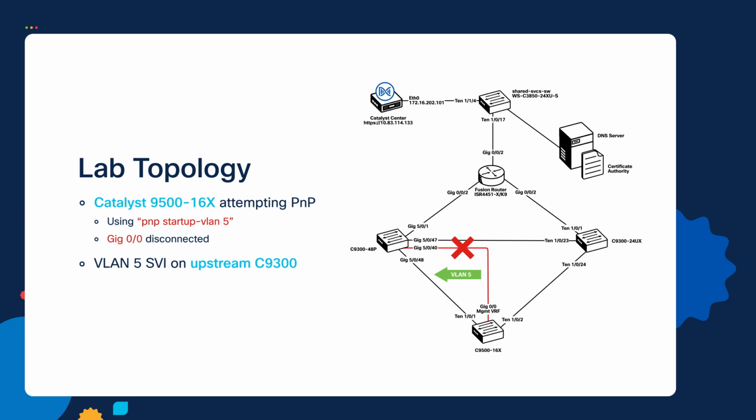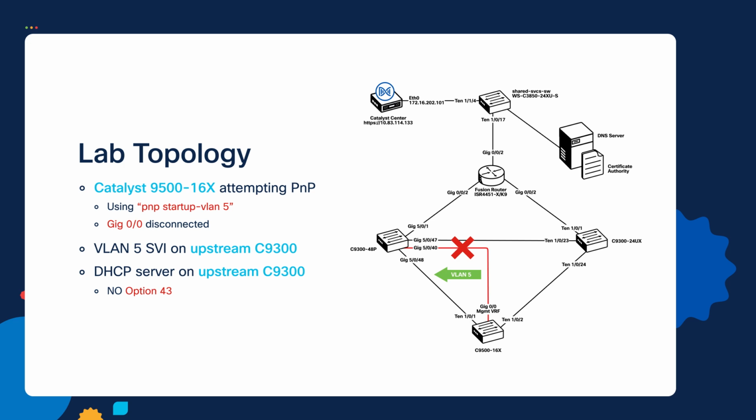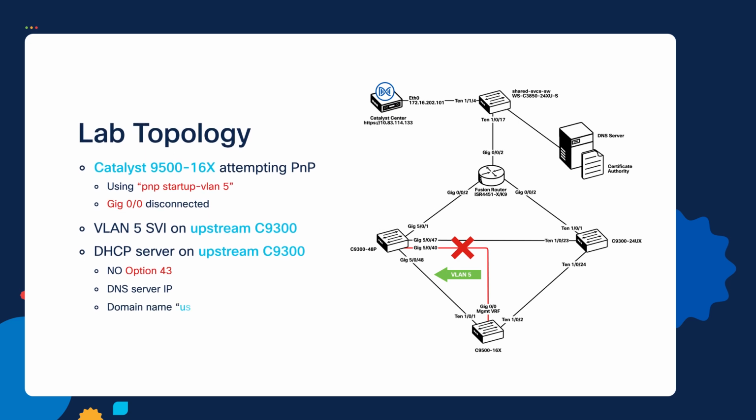However, there are some changes to the DHCP server configuration. Number 1 is that we are not using option 43, so I've deleted that from our DHCP configuration on the Catalyst 9300 switch. Instead, I have included a DNS server IP address and an IP domain name of usps.cisco.com.